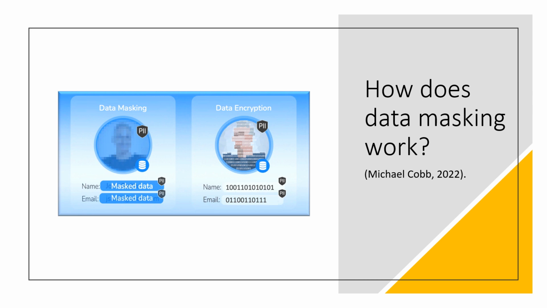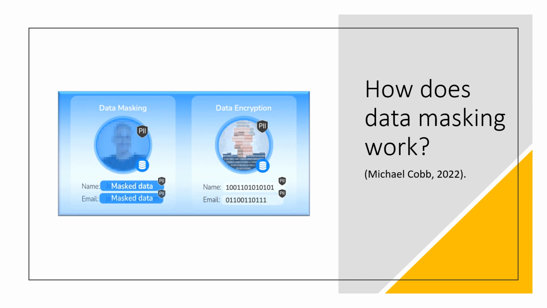One popular approach is substitution, where the original sensitive data is replaced with fictitious but realistic-looking information. Imagine you have a database containing customer records. With substitution, you could replace each customer's real name with a randomly generated name from a predefined list. This way, the data looks authentic, but it doesn't reveal any actual personal information.